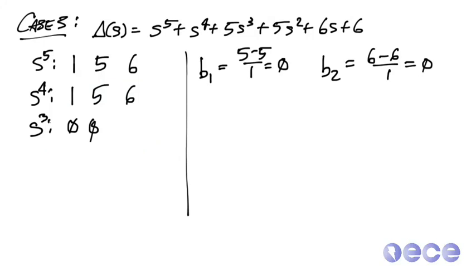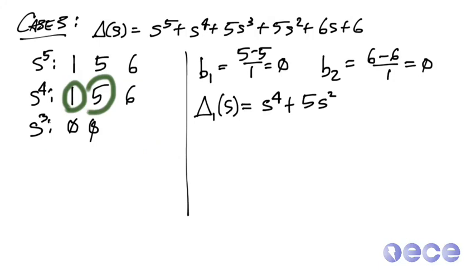So again, this tells us that the row in s to the fourth indicates the coefficients of an auxiliary function, delta 1 of s, which is one of the roots of the system. And that tells us that we have 4 poles here in this example that are on the j omega axis. So we can go ahead and write that auxiliary equation as s to the fourth with coefficient 1 plus 5s squared plus 6.